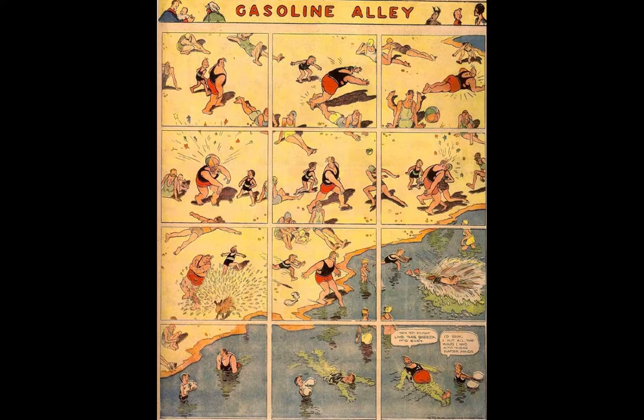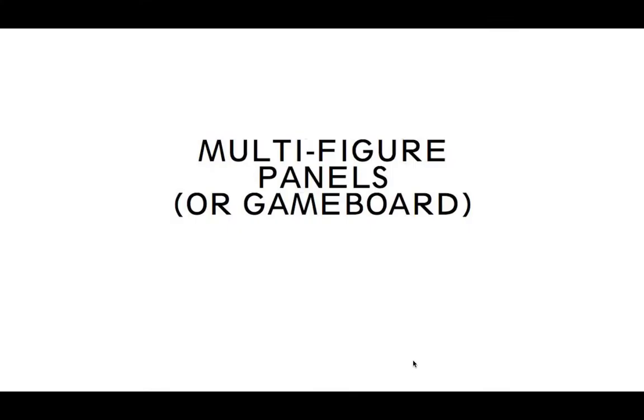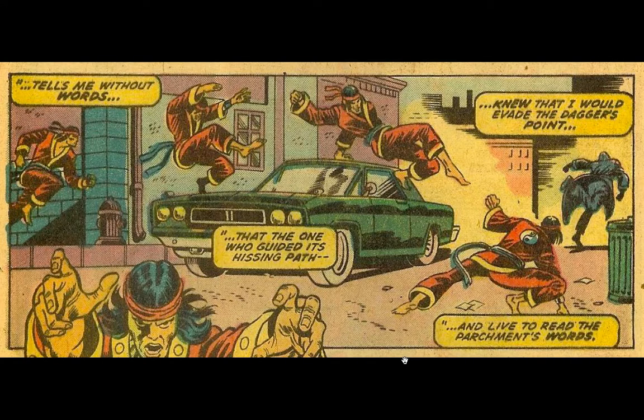Things like that. So the next one is multi-figure panels. Sometimes it's called the game board. It's similar, but there's no borders. So here again, Master of Kung Fu, he's leaping through the air. You're watching it like in motion, but you're also watching each panel. And this example, it's just designed to get you excited. It's designed to kind of make you not believe your eyes.